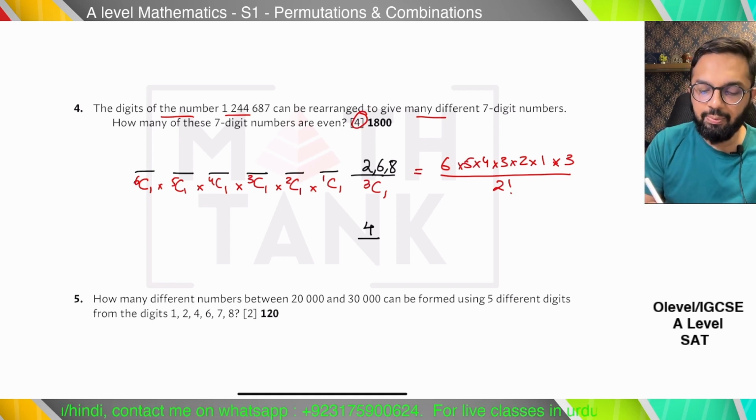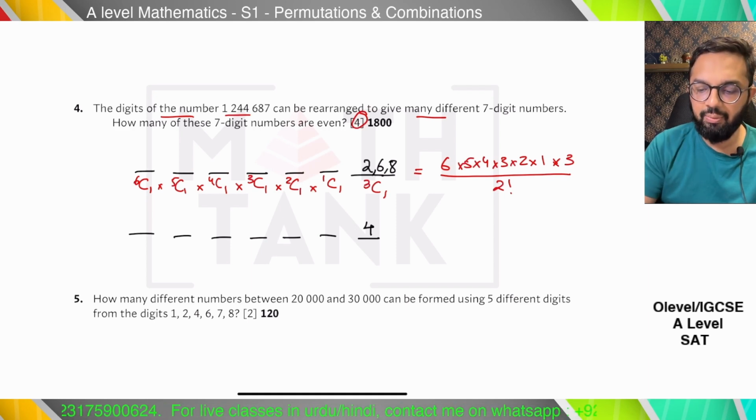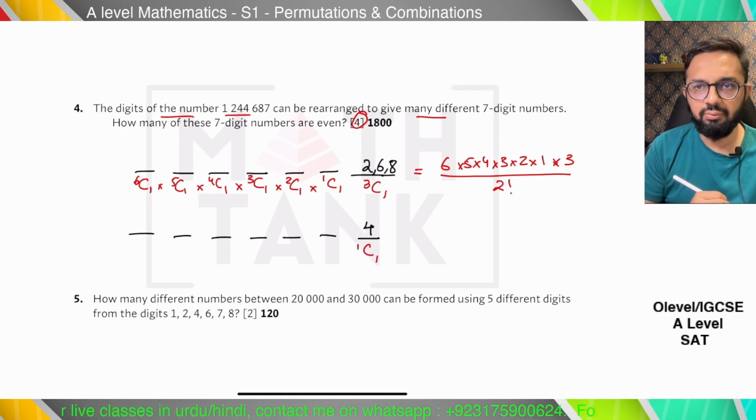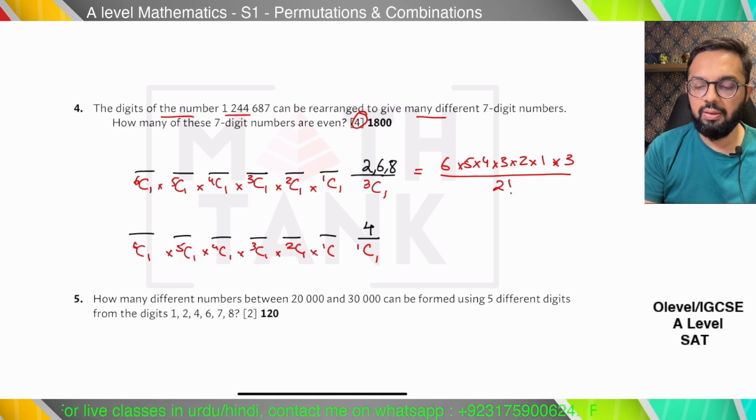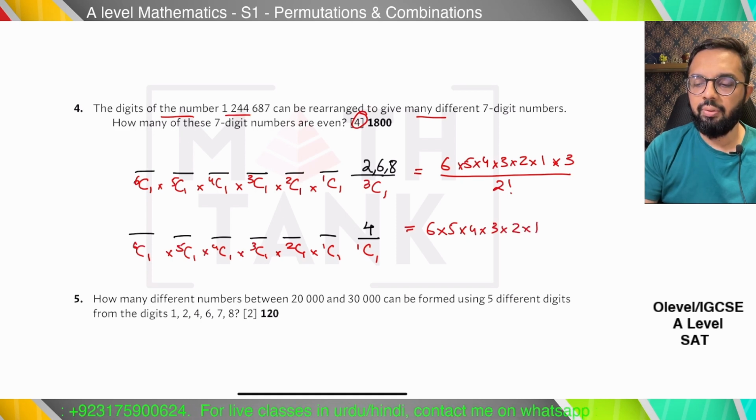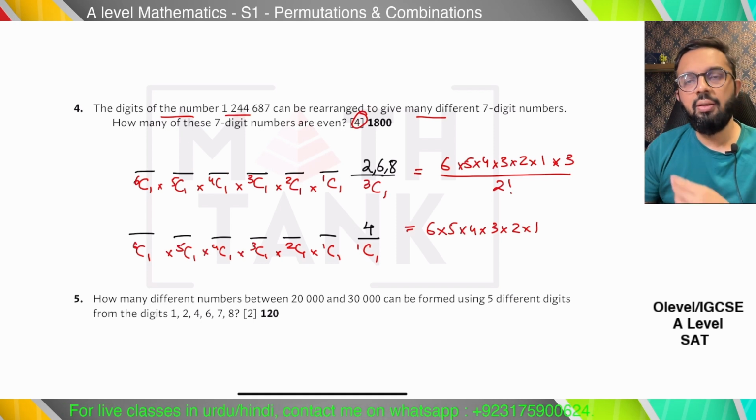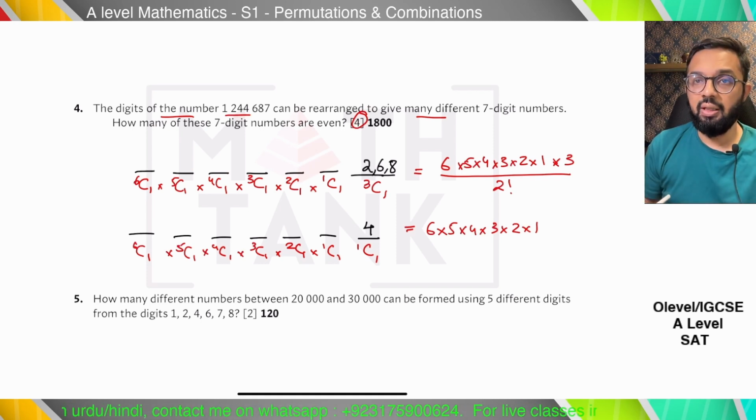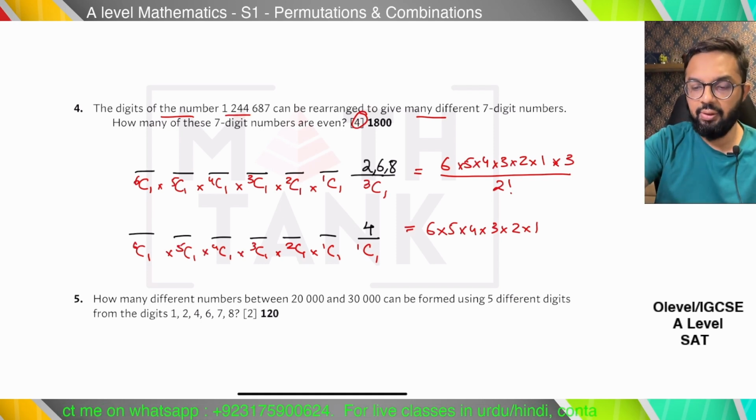Then the other case where you have only one 4 at the end, so I'm going to say that this is 1C1, 6C1, 5C1, 4C1, 3C1, 2C1, and 1C1. So this is just going to be 6 into 5 into 4 into 3 into 2 into 1. Now, this case might be solved in a simpler setup as well, but I'm just building up for the later questions. Remember that you will have to do this.